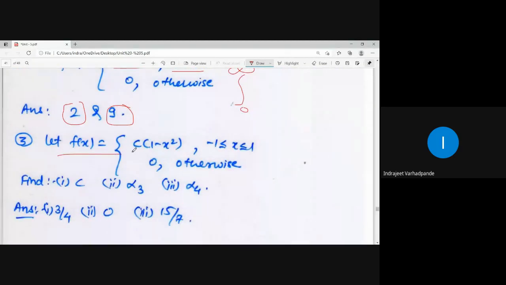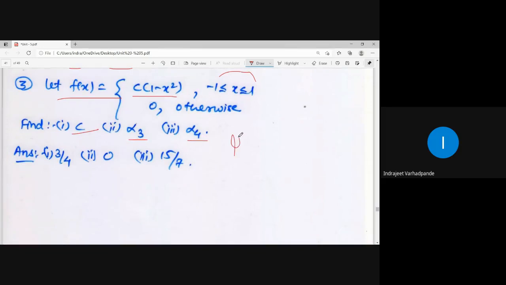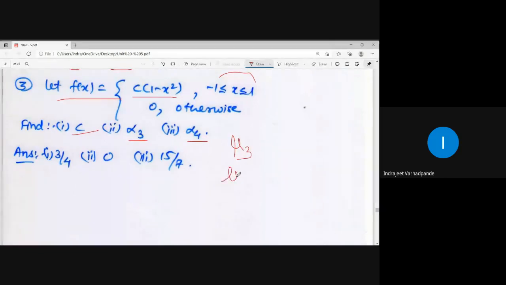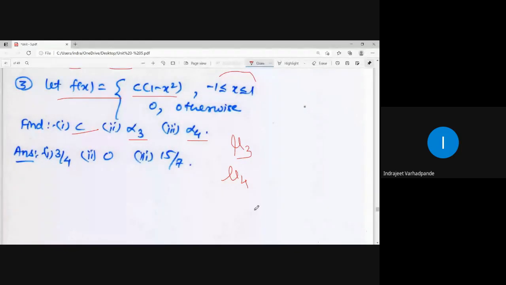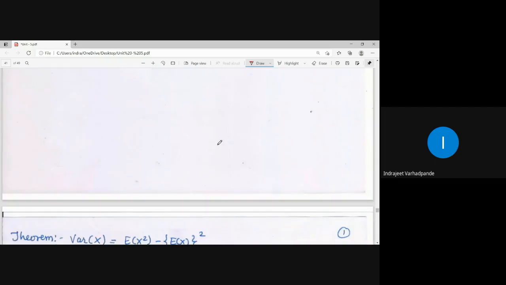F of x is defined as c into 1 minus x square, from minus 1 to 1. Find constant, alpha 3 and alpha 4. Alpha 3 is nothing but coefficient of skewness. Alpha 4 is nothing but coefficient of kurtosis. So herein, as per the formula, you require mu 3, you require mu 4, and accordingly we can simplify and get the answer appropriately. So these are certain examples related to the coefficient of skewness and coefficient of kurtosis.